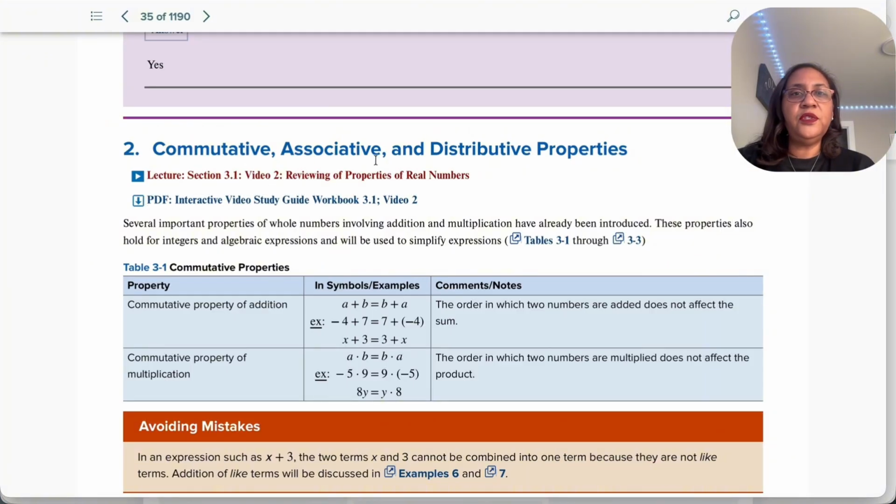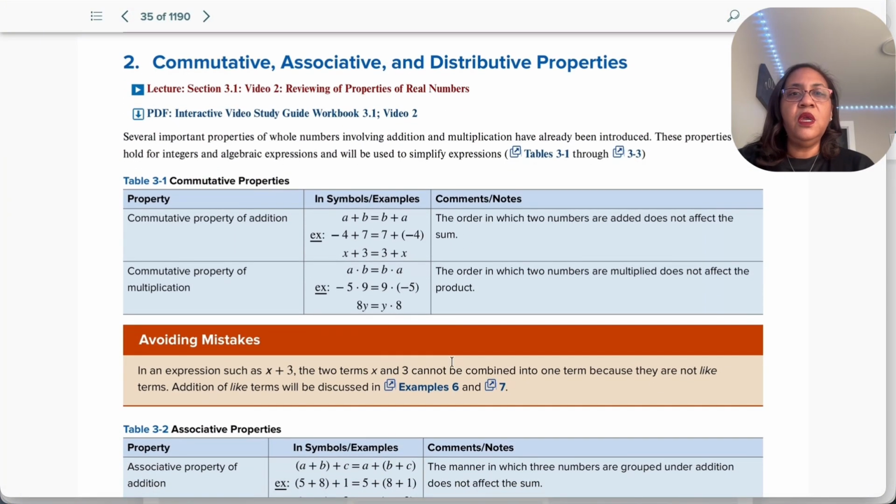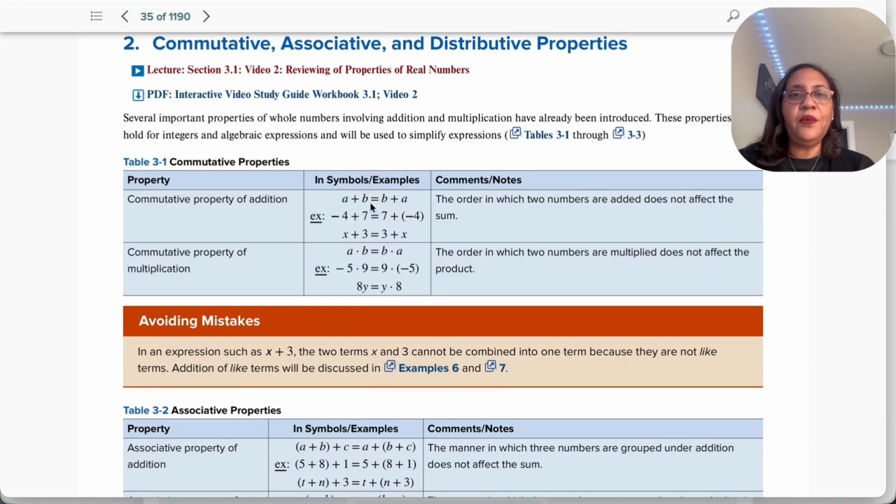So the commutative, associative, and distributive properties, I'm not going to read them to you, but just understand that the reason why we learn these properties is to model whatever it is that we do in algebra. So you see they have a plus b. Well, they have negative 4 plus 7. That means a is negative 4 and b is 7. And if I rewrite that backwards, I'm going to get the same result.